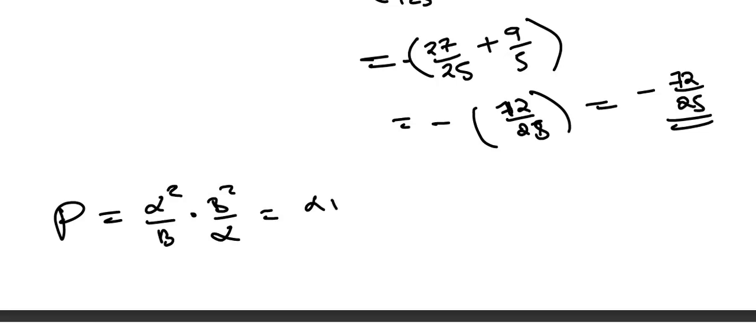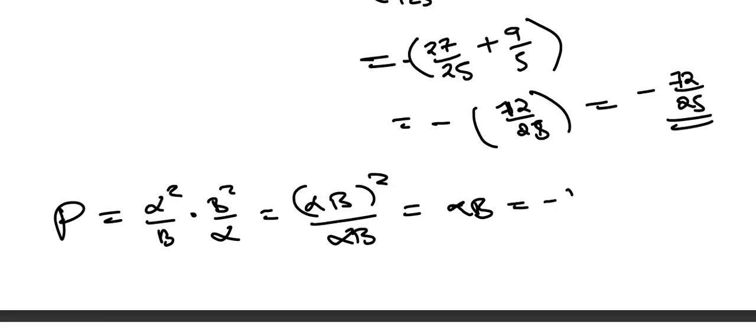Then the product would have just been alpha squared over beta multiplying beta squared over alpha. This will just be alpha and beta squared, then alpha and beta. So one alpha and beta cancels with one alpha and beta on top, meaning we're just remaining with alpha and beta. So this is just the same as negative 1 over 5.